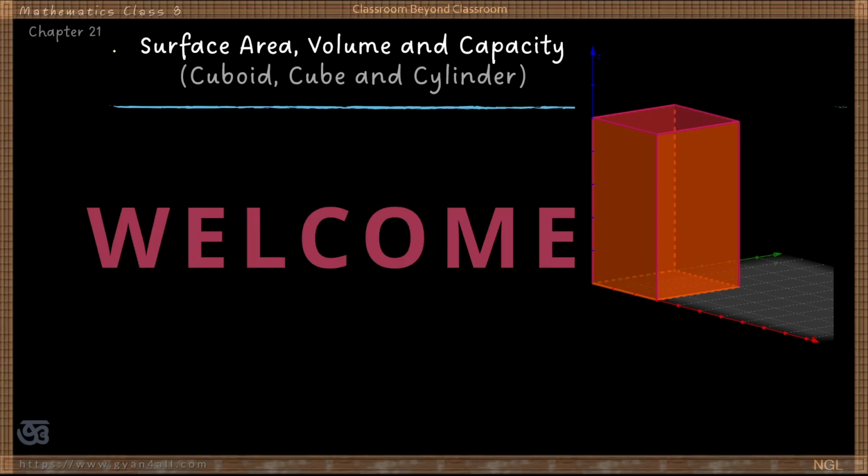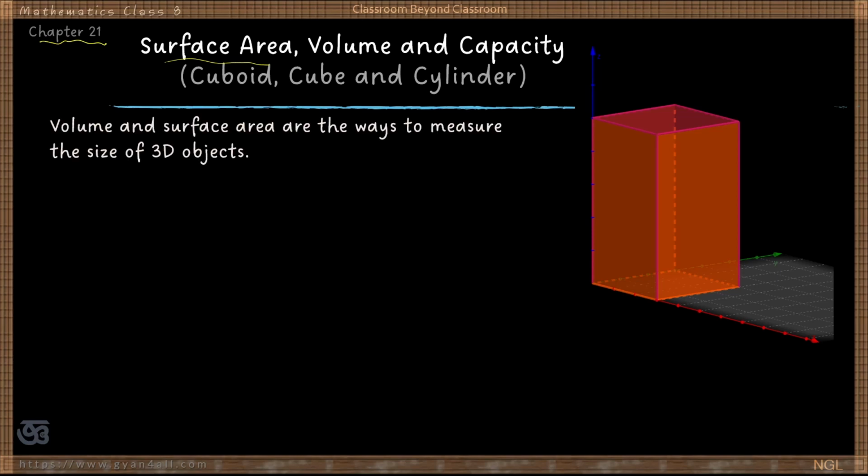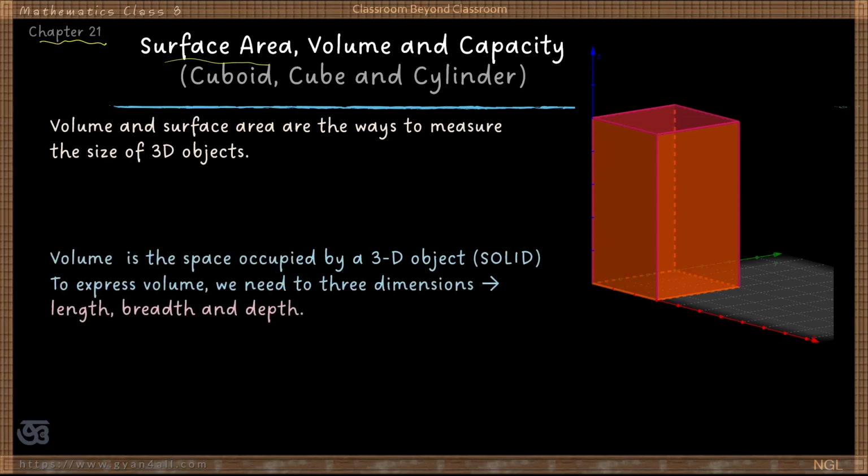Hello and welcome. Chapter 21, Surface Area, Volume and Capacity, and we'll discuss the surface area, volume and capacity of cuboid, cube and cylinder. There are two ways that we can measure the size of a 3D object or a solid, and those are surface area and volume. Surface area is the measure of total area of surfaces that make up the solid. What is volume? Volume of a solid is the total space occupied by an object.